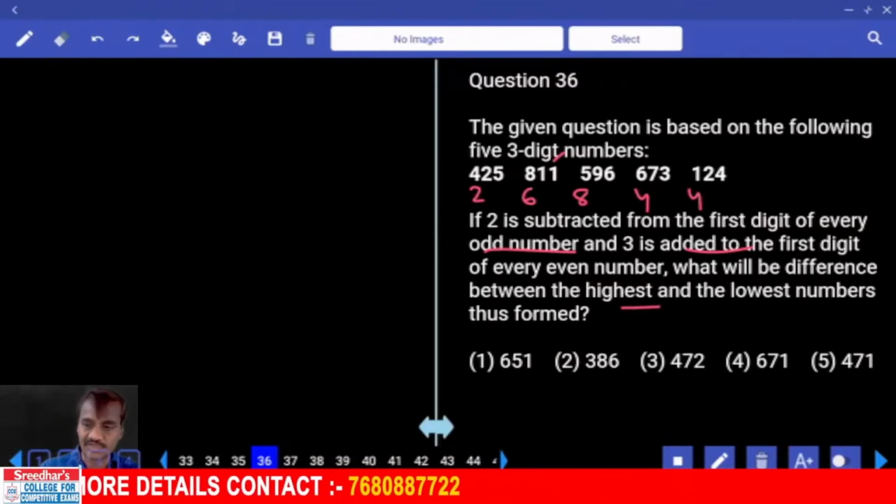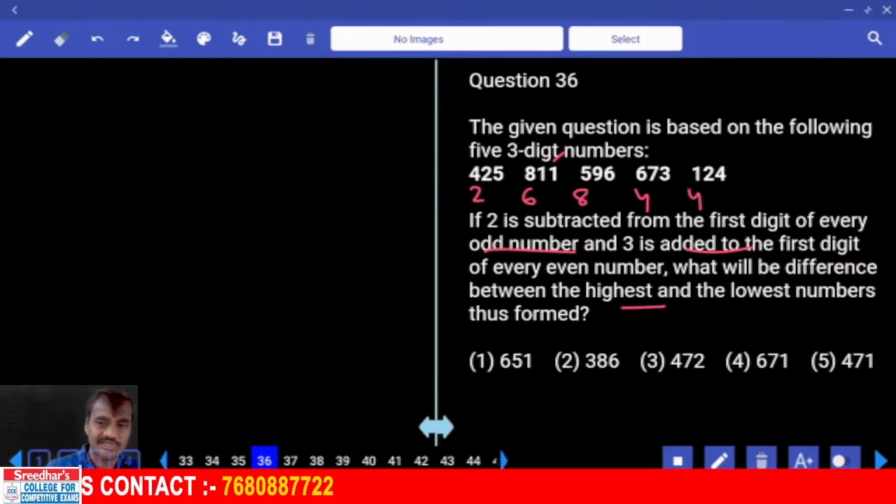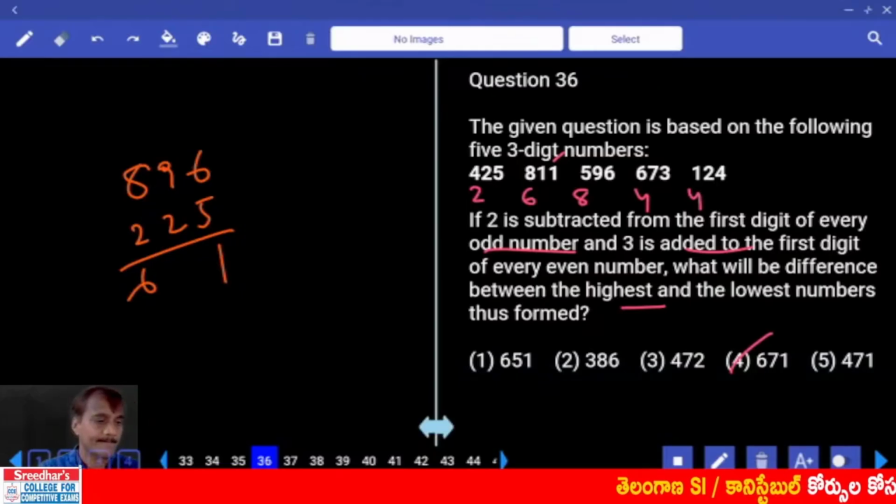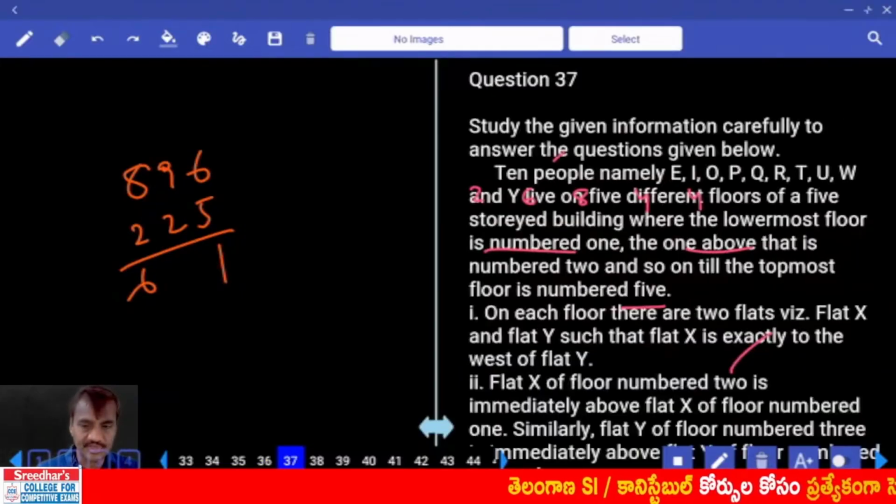And what will be the difference between the highest and the lowest numbers? Which is the highest number? 896. Lowest number? 225. Then what is the difference between these two? 6 minus 5, 1. 8 minus 2, 6. 671, choice 4. Clear? Then 37.